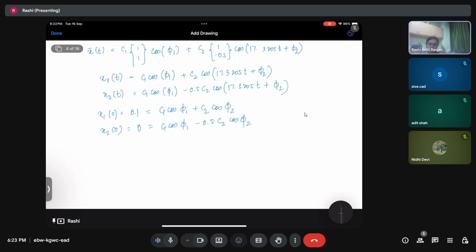The first term, c1 cos phi 1, will go to 0 since it's a constant value. So only the second term will play a role. So x1 dot at 0, which is 0, is going to be minus, because of the derivative of cos, 17.3205 c2 sine of phi 2, and x2 dot of 0 is 0, which is minus 8.66025 c2 sine of phi 2.